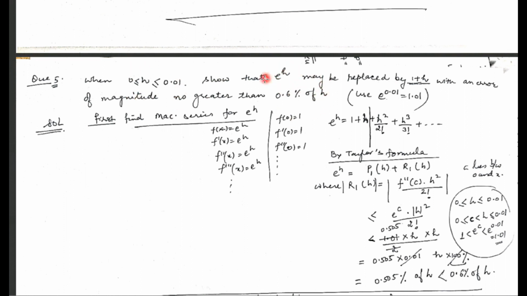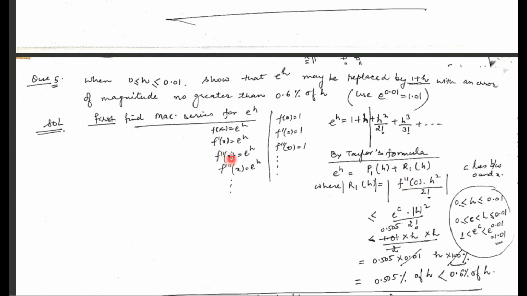So first of all, we will find the Maclaurin series for e to the power h. Then by Taylor's formula, we replace e to the power h with the first order polynomial. By Taylor's formula, e to the power h is the polynomial of order 1 plus the remainder of order 1. Here we cannot apply the alternating series estimation theorem because we don't have alternating signs. So we can find its error only by using the remainder estimation theorem, where the remainder of order 1 is the second derivative of the function at c into h squared by 2 factorial.